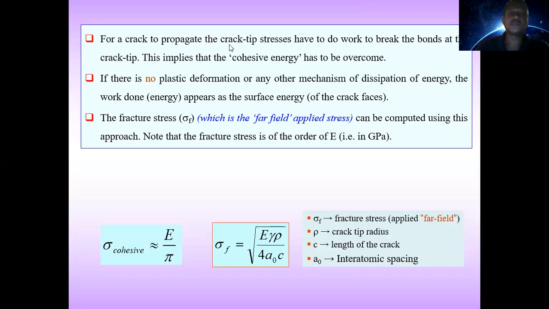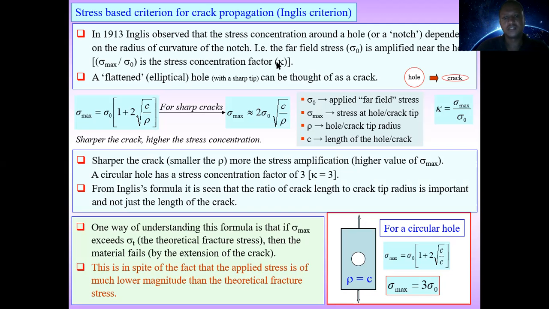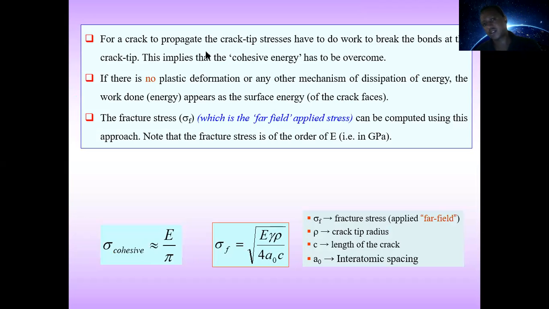For the crack to propagate, the crack tip stress has to do work to break the bonds at the crack tip. This implies that the cohesive energy has to be overcome. If there is no plastic deformation or any other mechanism of dissipation of energy, the work done appears as the surface energy of the crack surface.